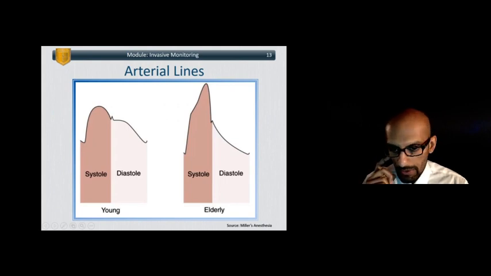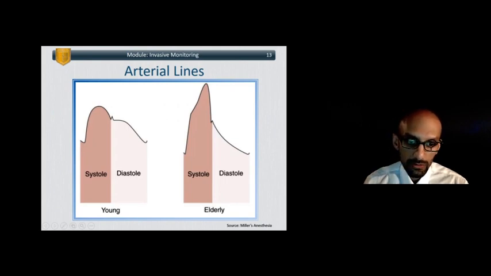And lastly, there are significant differences in art line waveforms between young and elderly patients. Elderly patients, the vast majority of them have diastolic dysfunction and a calcification of their arterial tree, which basically reduces the compliance of their arteries and their blood vessels in general, and therefore small changes in volume lead to large-scale changes in pressure. So elderly patients tend to have a higher systolic and a lower diastolic compared to younger patients.